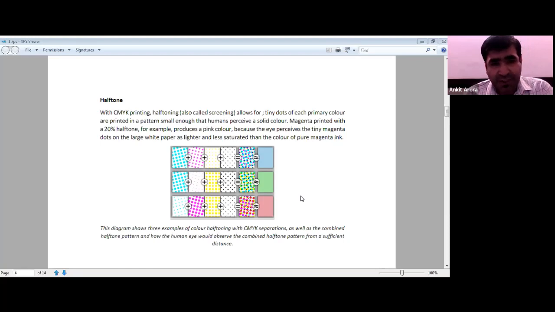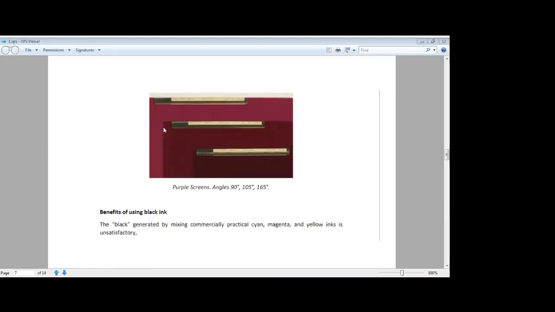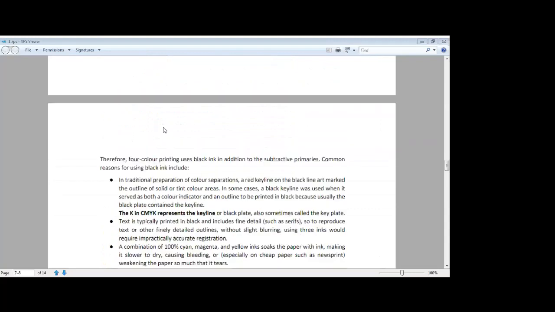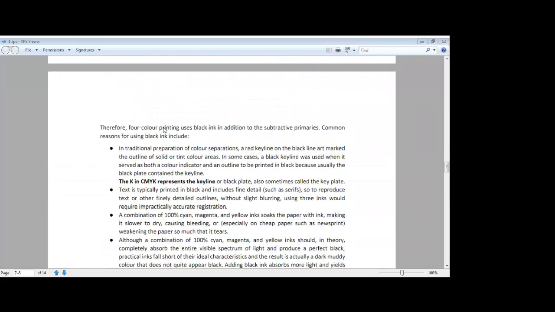So we were talking about halftones. The black effect is always very good. So they use black in addition to the subtractive primaries. K in CMYK represents the key line or black plate. You must remember this. This is very important.